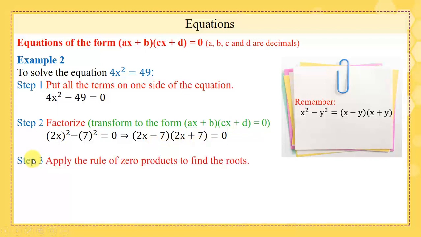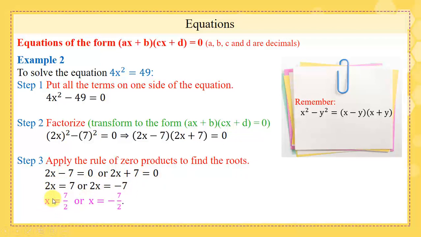In step 3, we apply the rule of zero products to find the roots. The first factor, 2x − 7 = 0, or the second factor, which is 2x + 7 = 0. So 2x = 7 or 2x = −7. Then x = 7/2 or x = −7/2.